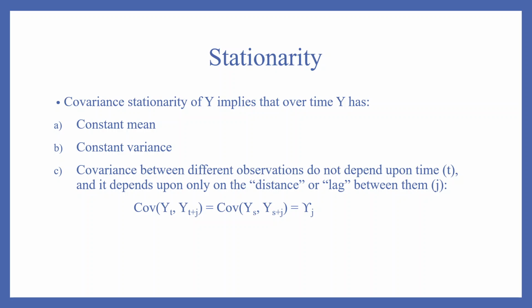it is necessary that we understand the concept of stationarity. Covariance stationarity of Y implies that over time Y has a constant mean and constant variance. Covariance between different observations does not depend upon time t, and depends only upon the distance or lag between them, which is j.